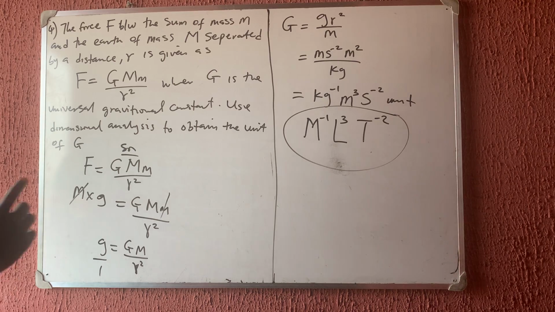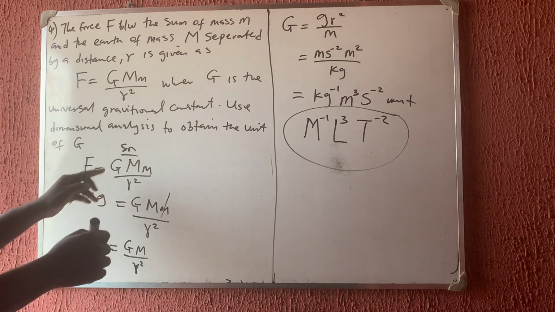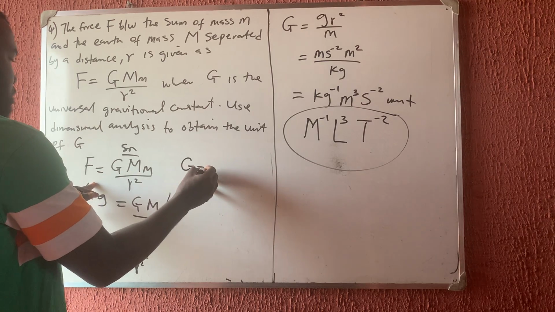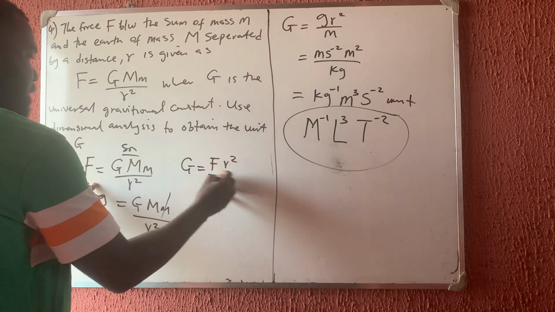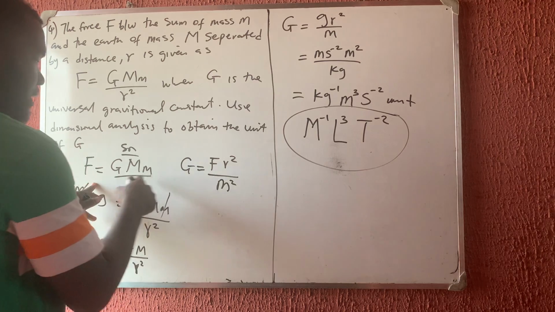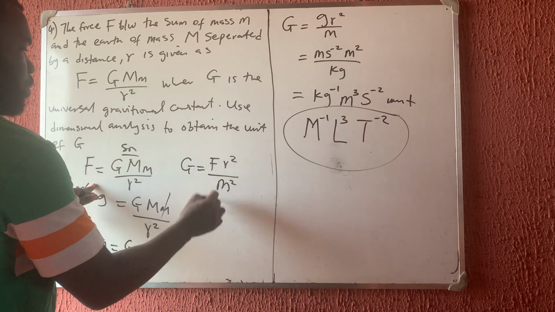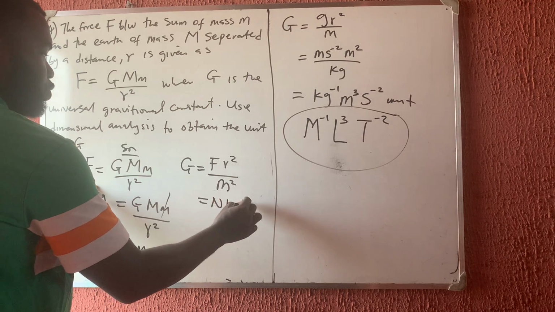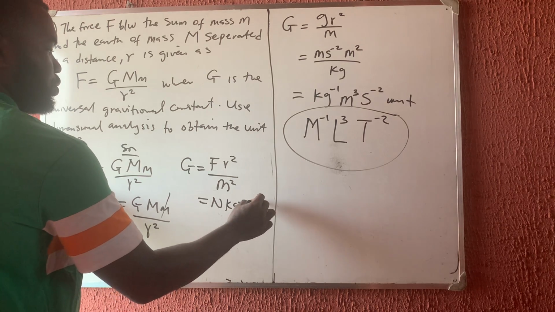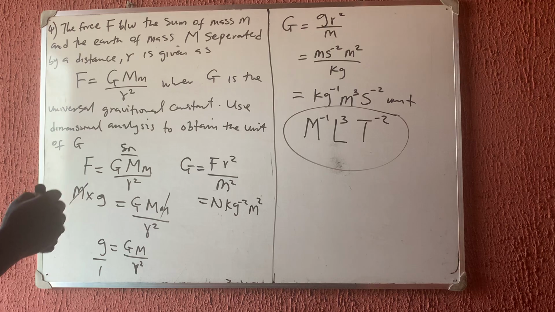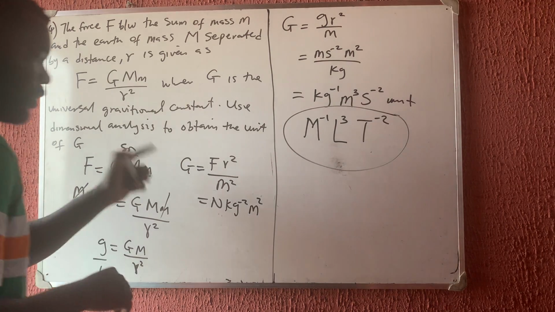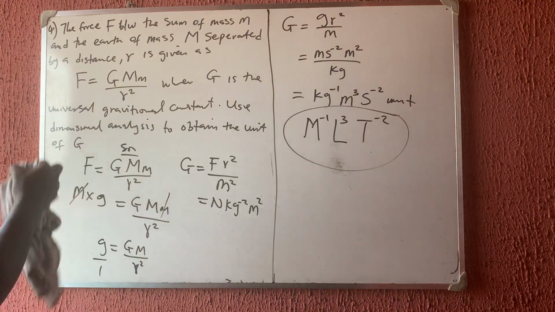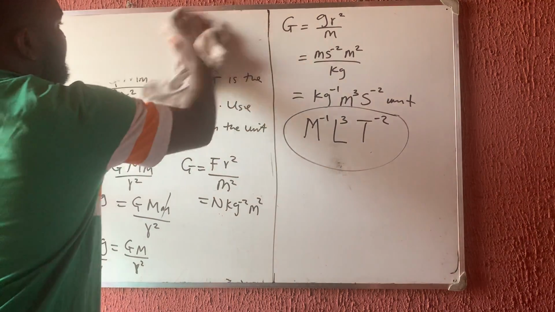All right, but normally the unit of g here is from here. If you cross multiply here, you have that g is equal to F r squared over m squared. There's m here, m squared, which is Newton kg per 2, then what? M squared. So that is the unit of g here. But this one works as well. Okay, they are all the same thing. So move to question number 5.